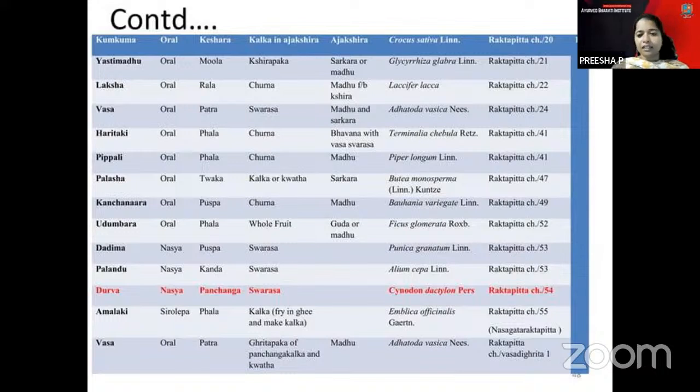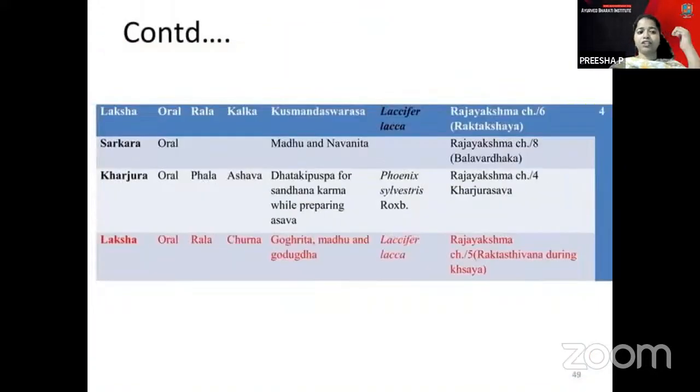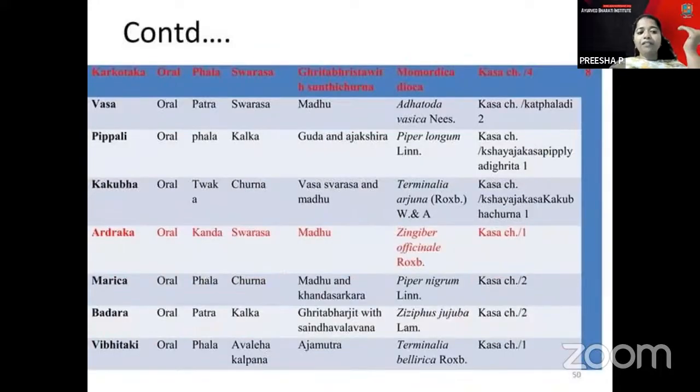The Kanchanara Raktapitta and the Udumbara Raktapitta are the other drugs which can be used in Raktapitta. Durva is one of the most important, specially indicated for Raktapitta. Also the Amalaki for Nasagata Raktapitta, and the Vasa for Raktapitta conditions. You have the Laksha, the churna part is used, the Laksha Churna for Rajakshma conditions, like the Raktashtivana during Kshaya. And the Ardraka Swarasa with Madhu can be taken for the Kasa conditions.